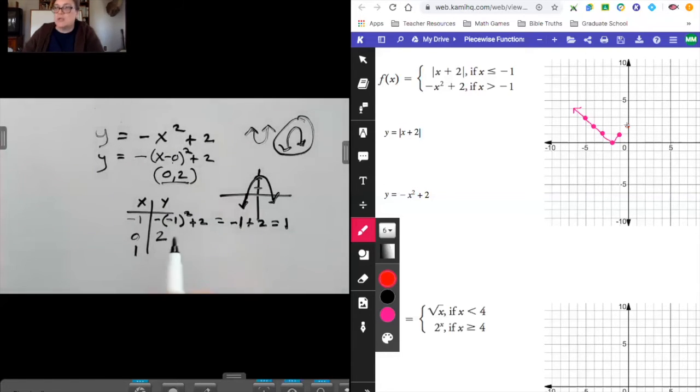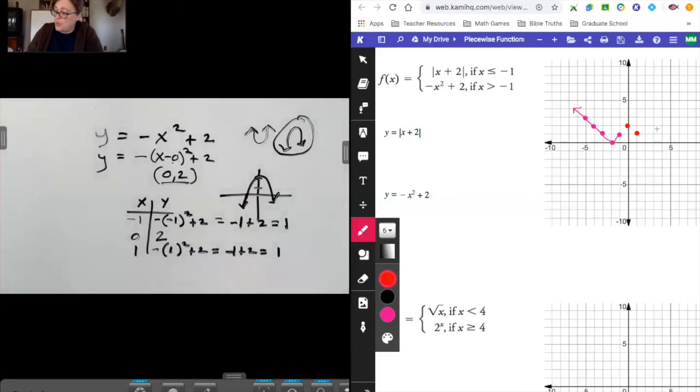Now 1. We could just think of the symmetry here. If I have a point here, I know that I'm going to have another point over here. Let's check that symmetry. So we have a negative out front times 1 squared plus 2. 1 squared is 1, and you've got to carry along the negative plus 2, which equals 1.